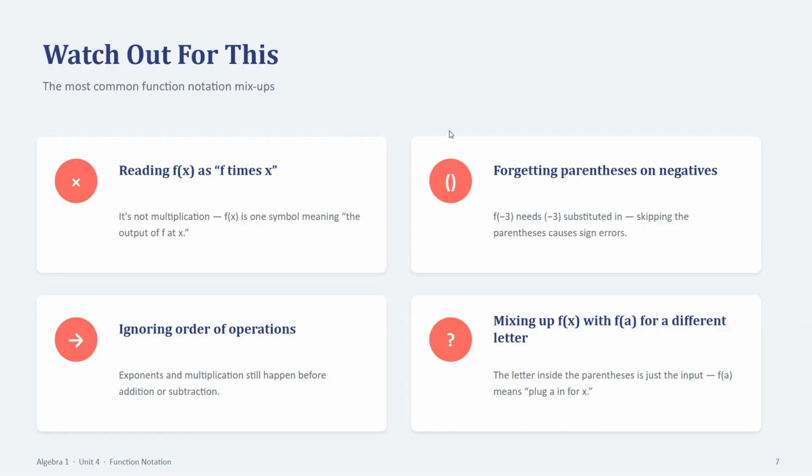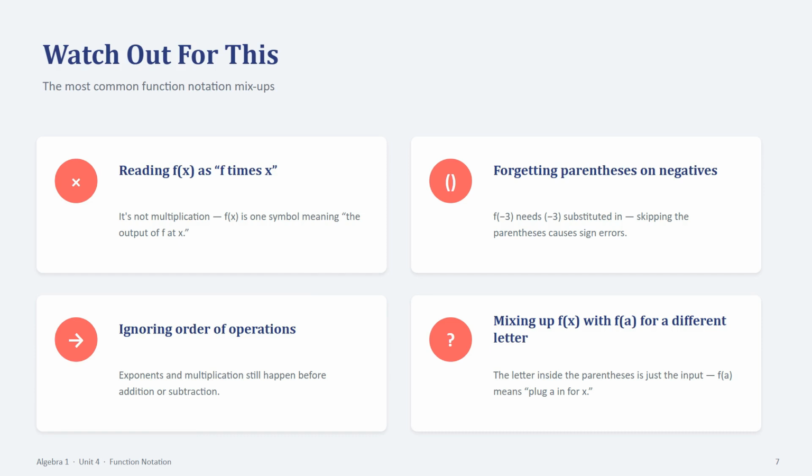Watch out for these, the most common function notation mix-ups. Reading f of x as f times x. It is not multiplication. f of x has one simple meaning: the output of f at x. Ignoring order of operations. Exponents and multiplication still happen before addition and subtraction.